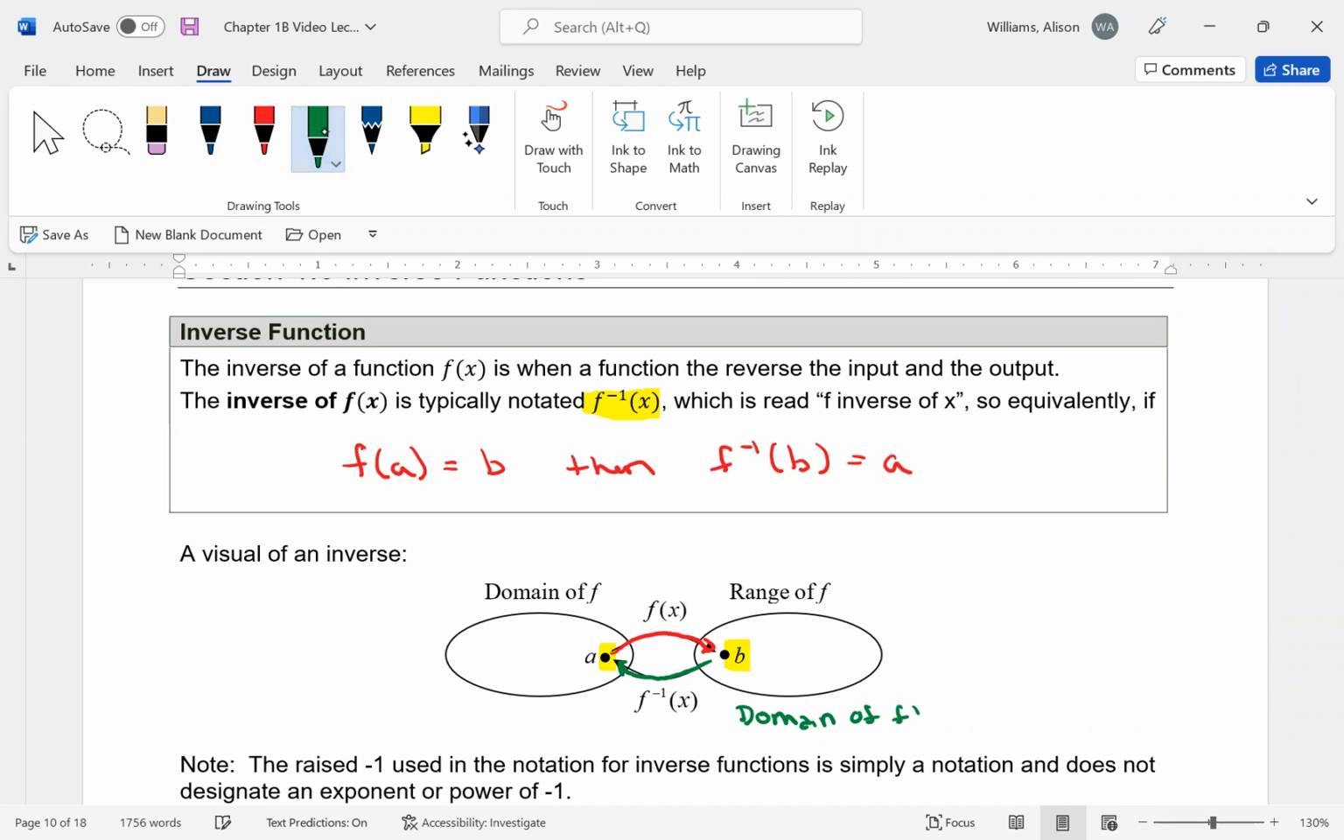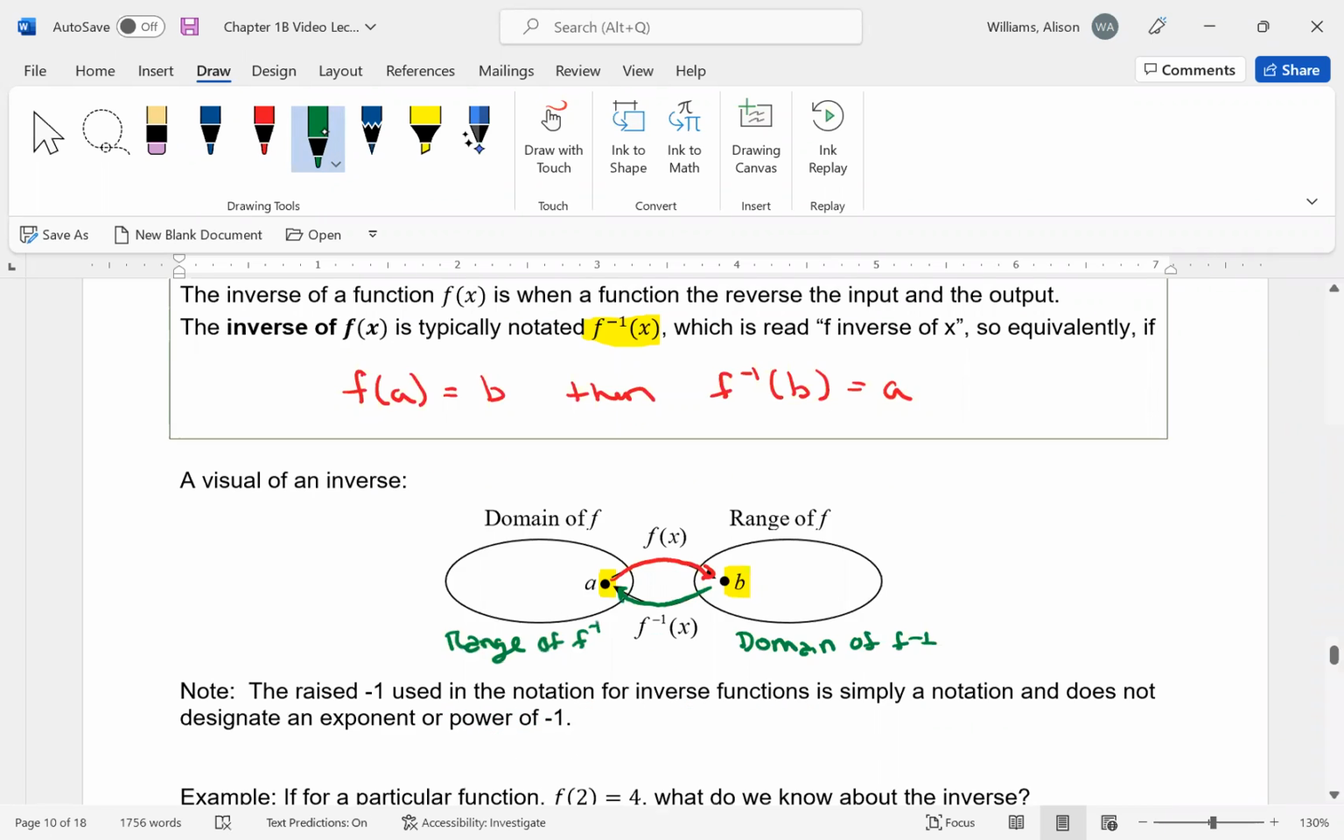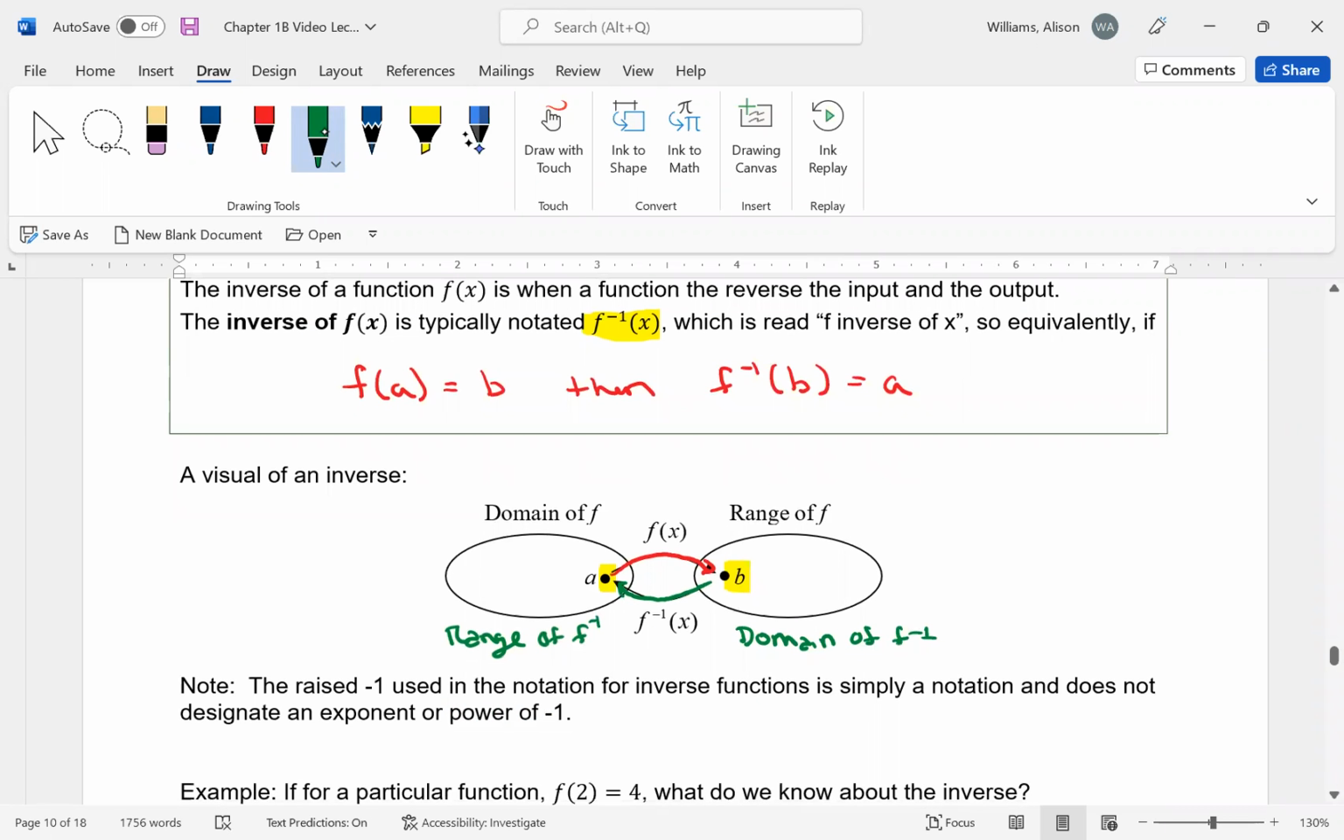Oops, there's supposed to be a negative on there. Let me fix it. Thank you. Whereas this is the range of f inverse. So it's the exact opposite of the function. I did make a mention to note that -1 is not a power, it's a notation. So don't treat it like a -1 exponent.